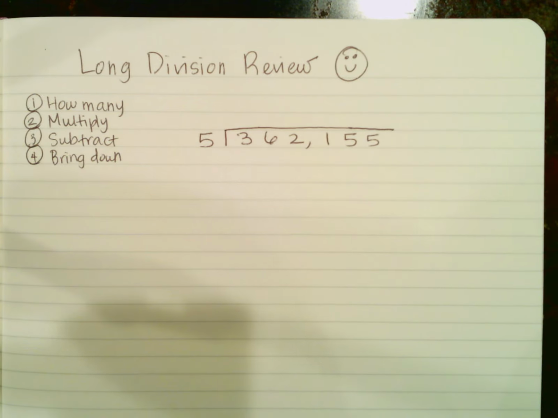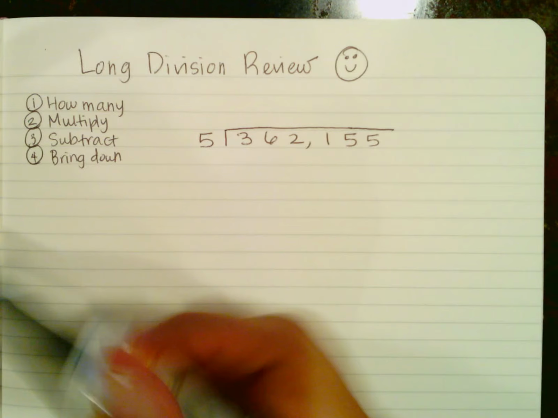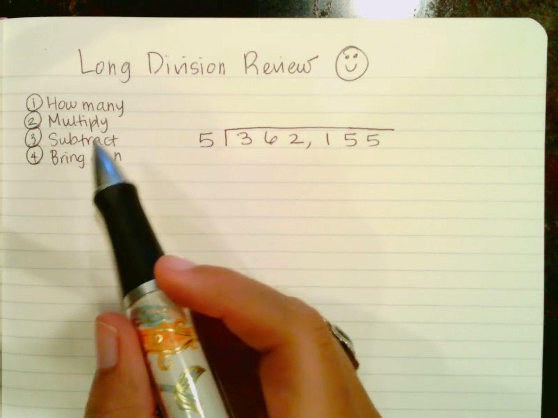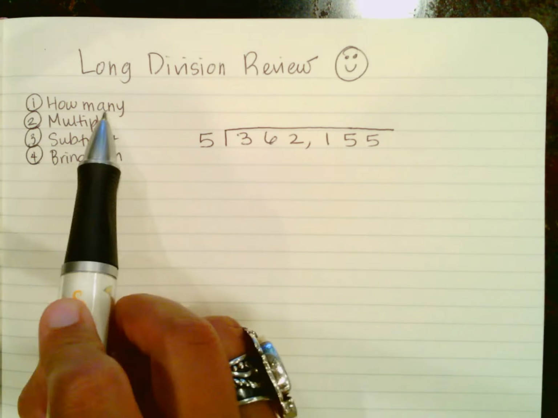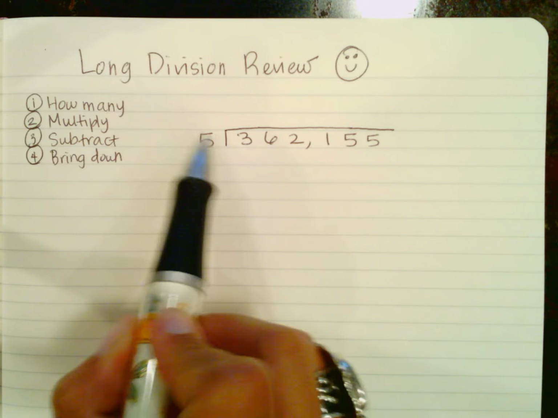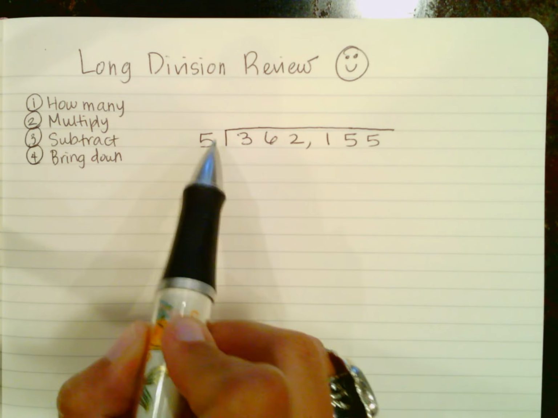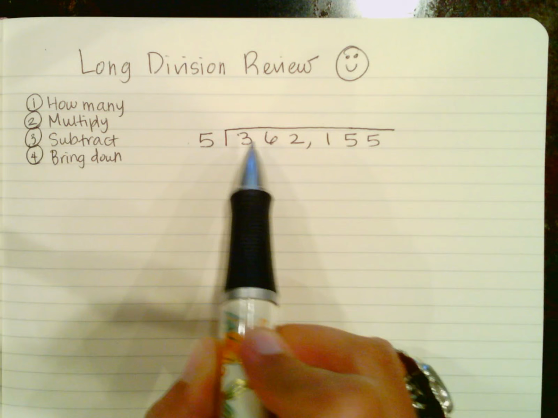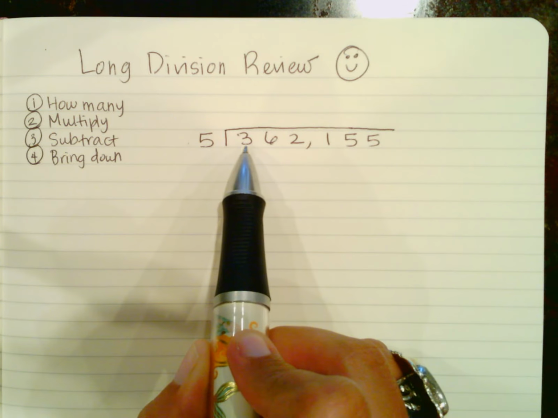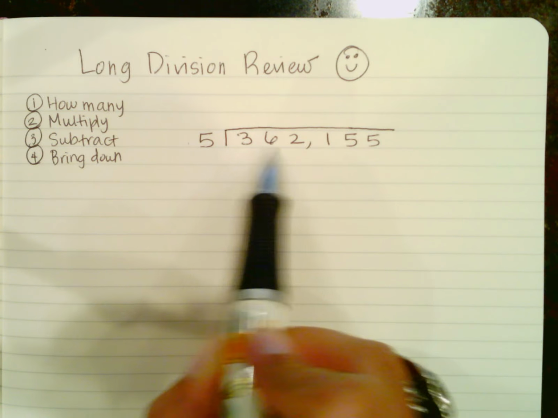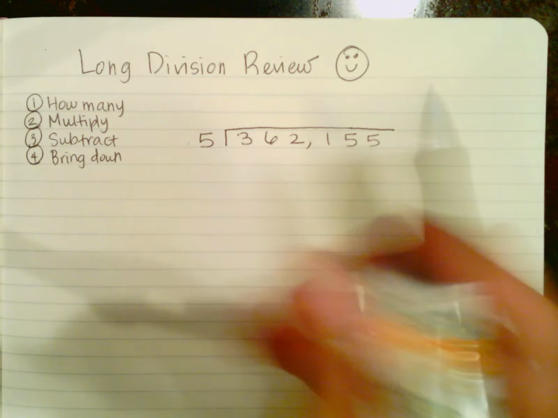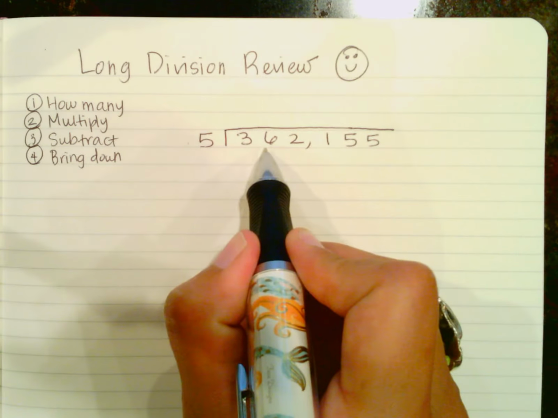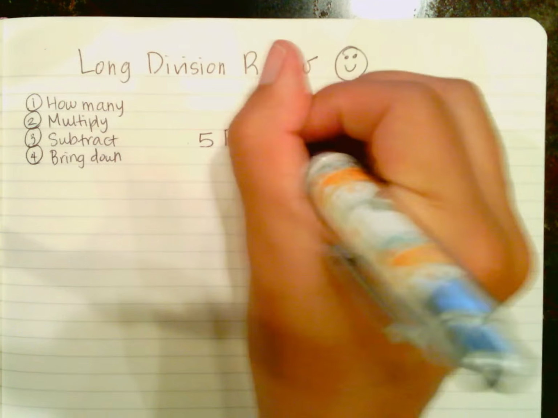Okay, so we're looking at a long division review problem, and these are the steps that you always take when solving long division. So you start with how many. We're going to take the number we're dividing by and say how many times can this number fit into the first number. If it cannot fit into the first number, we take the first two digits together as a number. So we're going to say how many times does 5 go into 36? The answer is 7 times.